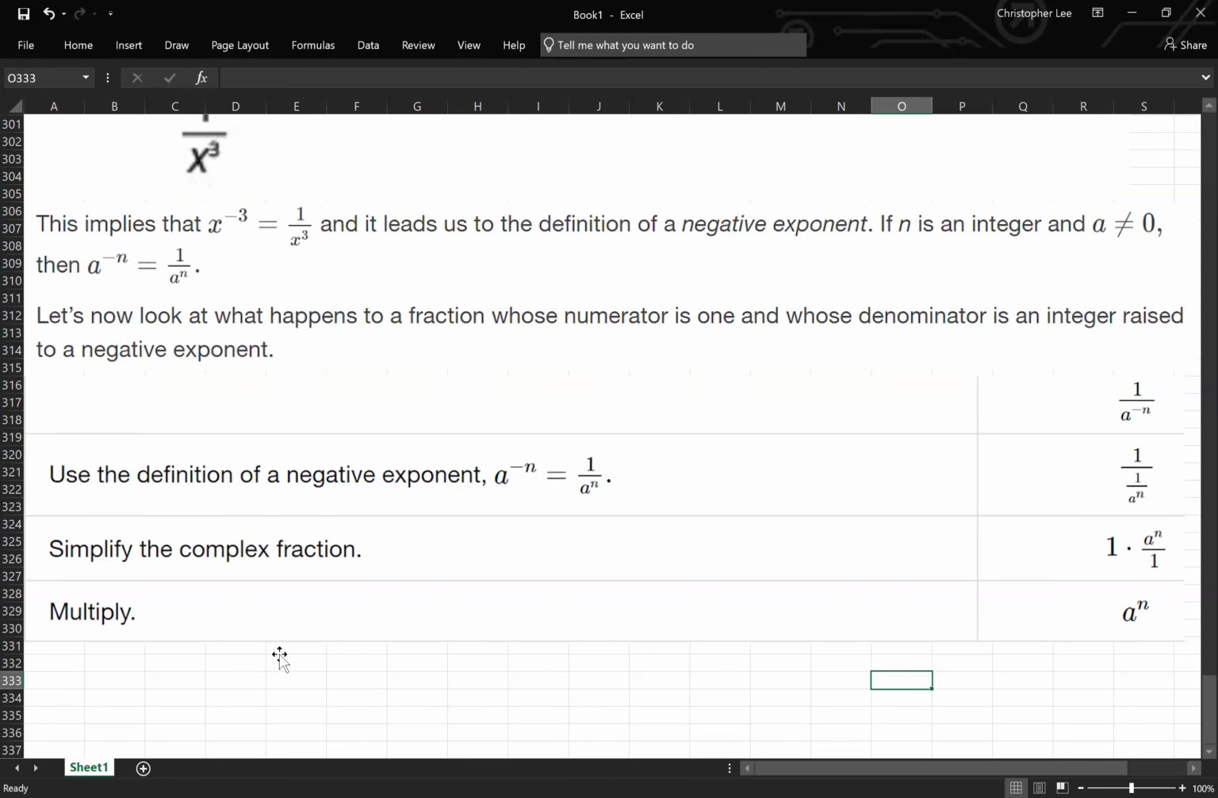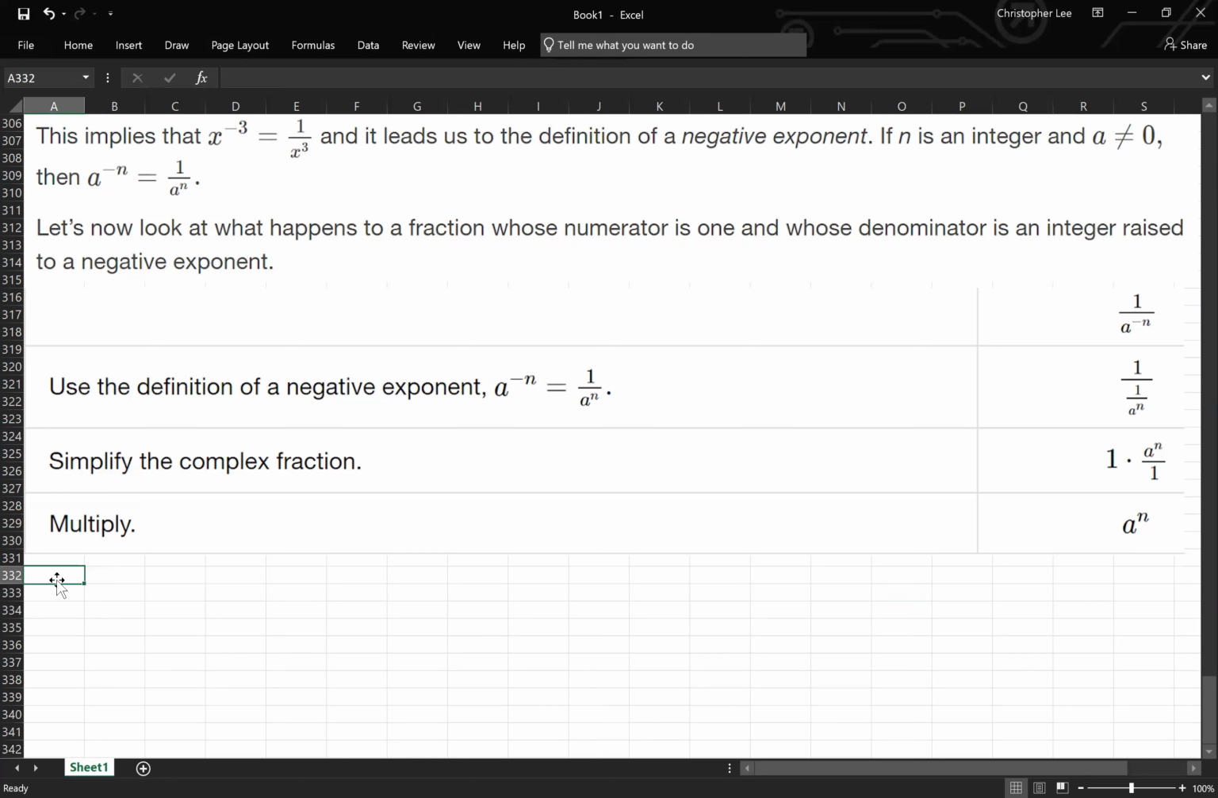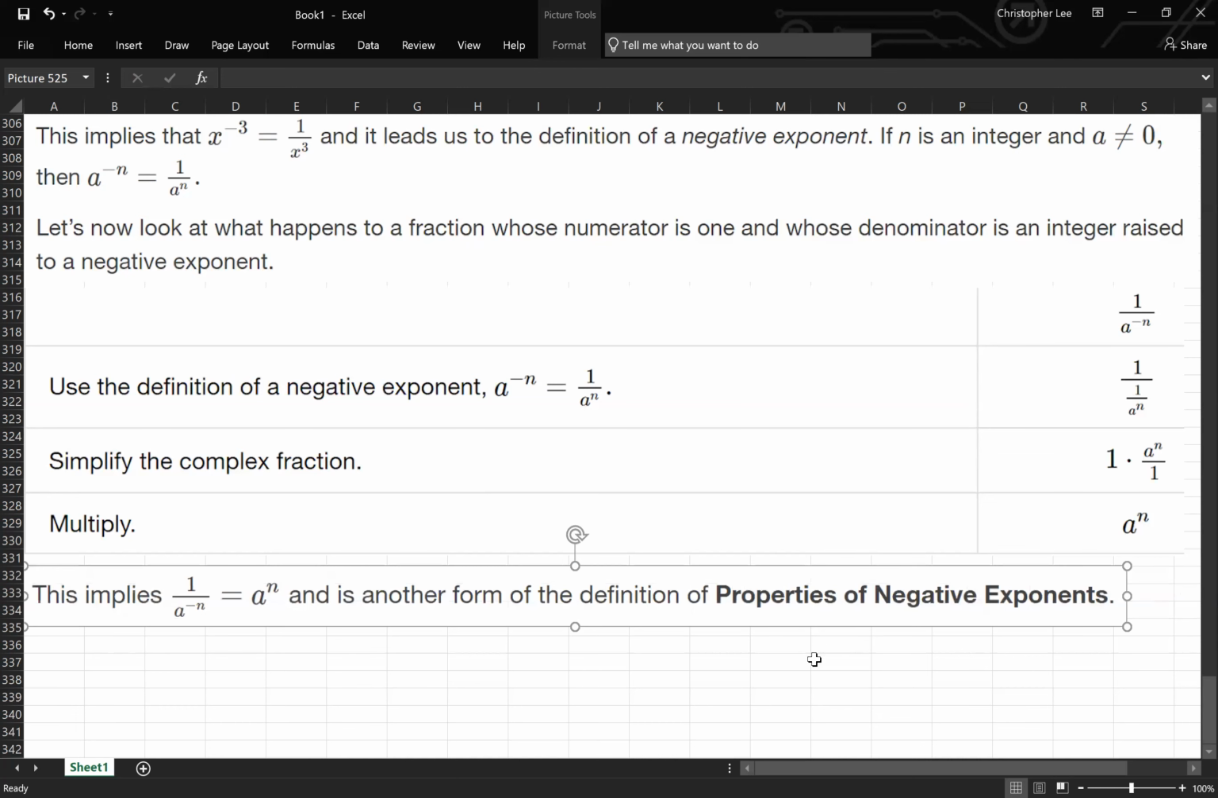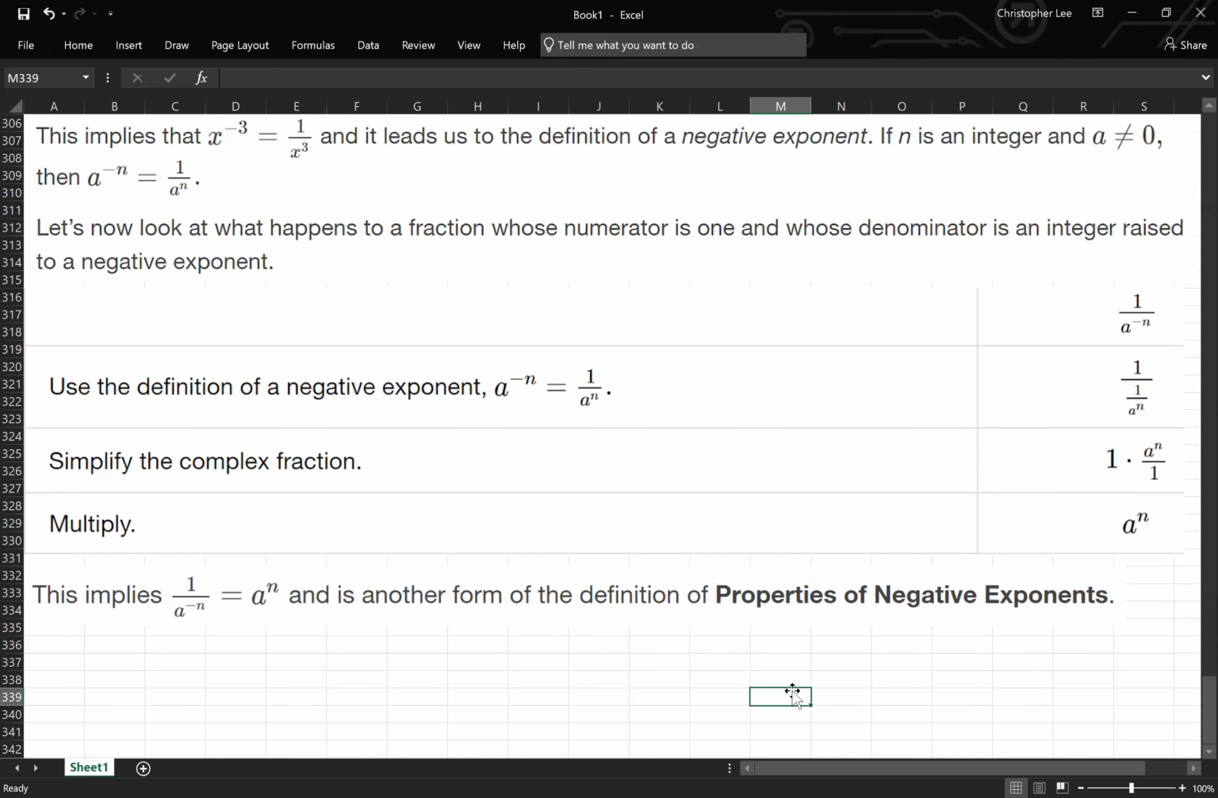So real quick, just to simplify this, just say the truth out, point blank. This implies that 1 divided by a to the negative n is equal to a to the n power, and is another form of the definition of properties of negative exponents. Okay.